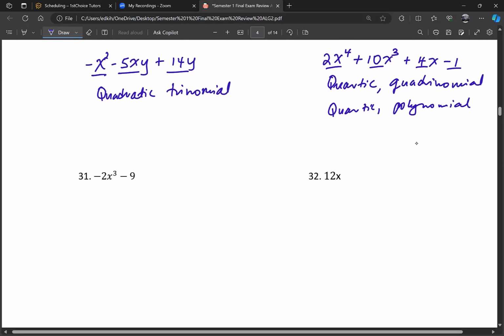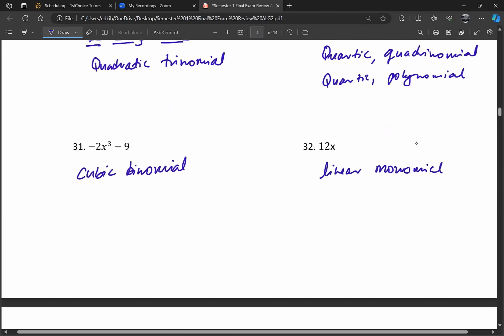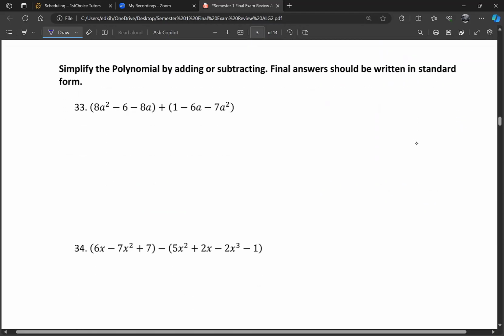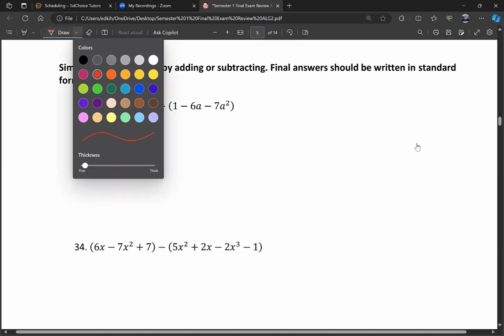Okay, the next one. The highest degree is 3. That's called cubic. And it has 2 terms, binomial, cubic binomial. The next one, 1 term, and the degree is 1. So this is linear, because the degree is 1, and 1 term is monomial. Well, that completes that section, and this is straight up from your notes. So just study your notes also. The next section is requiring us to simplify polynomials. So let's go there.